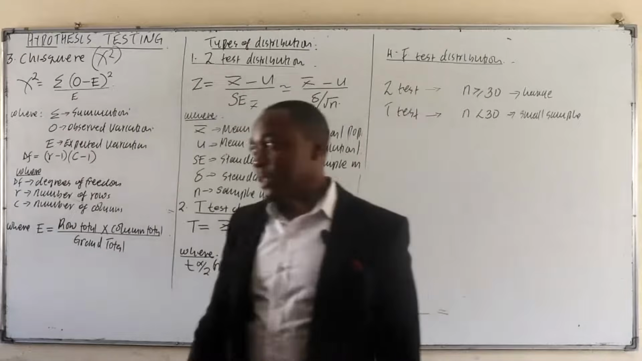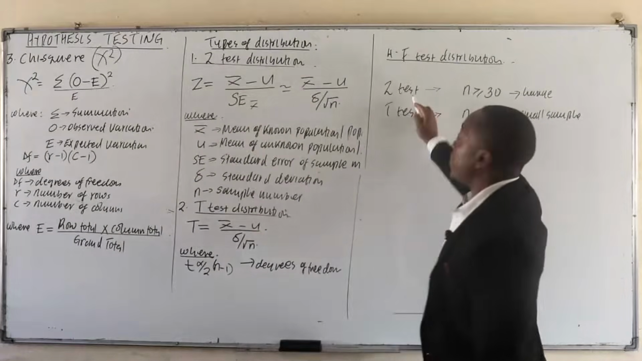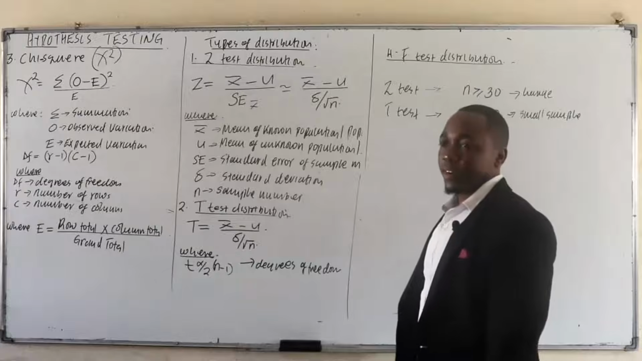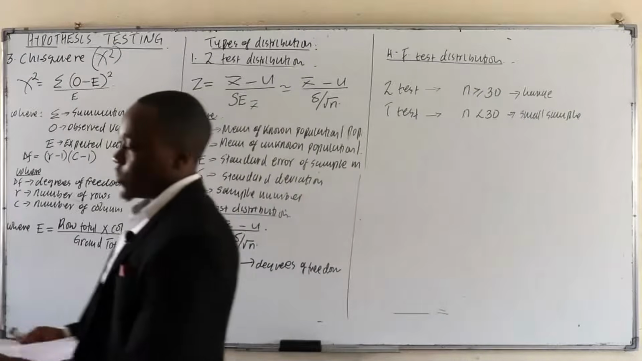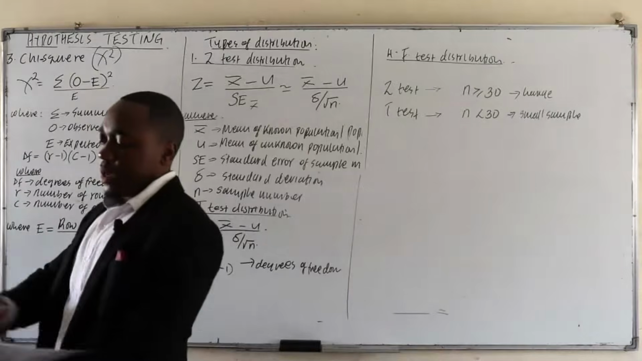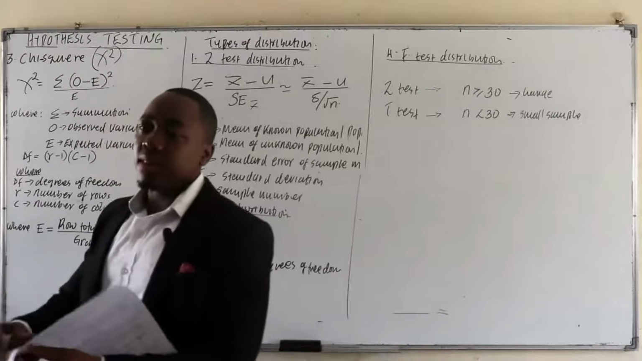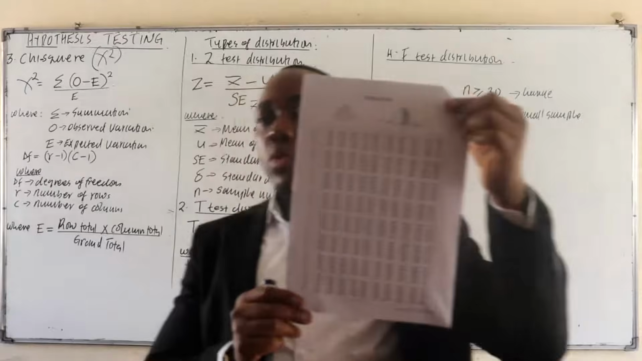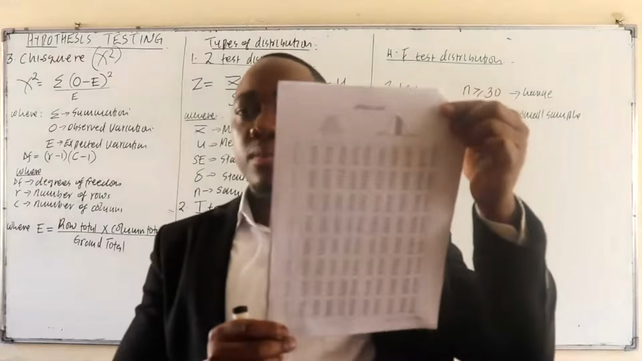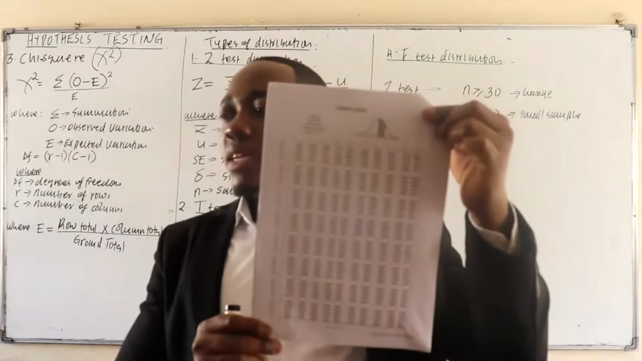The difference comes in that for Z, we use the Z table, the one we did for normal distribution. Let's go back to your handout. Now, in your handout, there is a table like this, the one with the normal curve. This is what we call the normal curve. Just look for that. That's what we call the Z table.